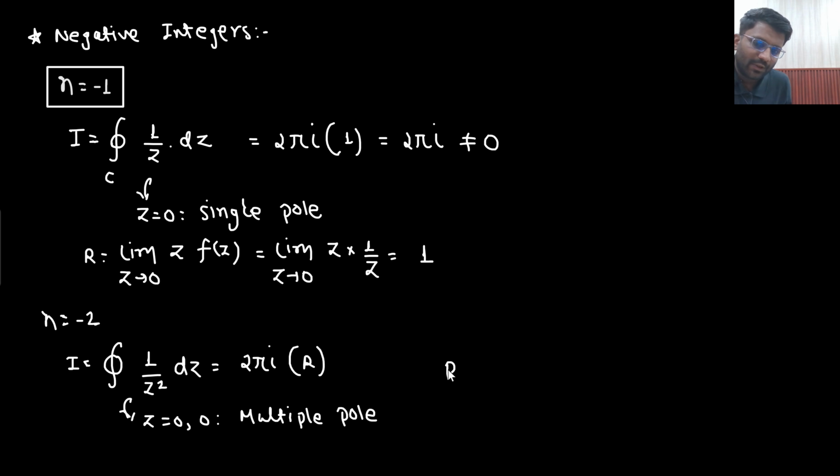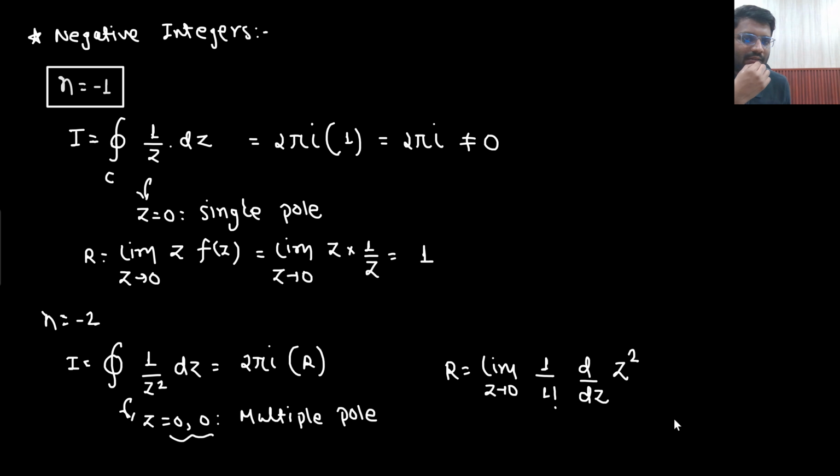Now for finding the residue, what we need to do? Limit z tending to 0, 1 by 1 factorial. Why 1 by 1 factorial? Because I will have to differentiate one time, because it is a multiple pole, repeated twice. d by dz of z square into f of z. Or you can simply say that whoever is the problem, remove that.